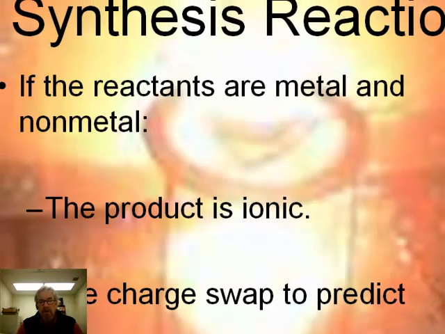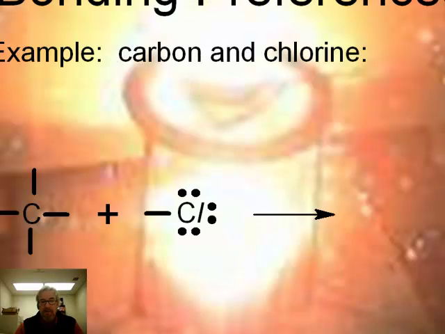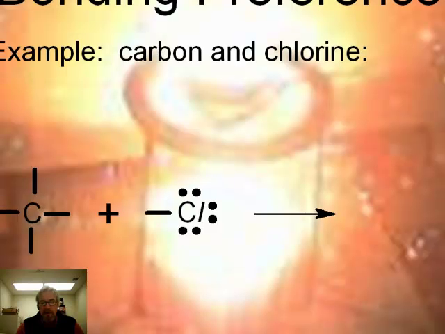If the reactants are a metal and a nonmetal, then it's easy to predict the products because the product is going to be ionic, and then you can just use charge swap to predict what the formula is going to be. If the products are both nonmetals, what product exactly you have will be a little bit unclear because it'll be a molecular compound. It'll be covalently bonded. Even though it's slightly harder to predict the products, we can get a little help from bonding preferences.